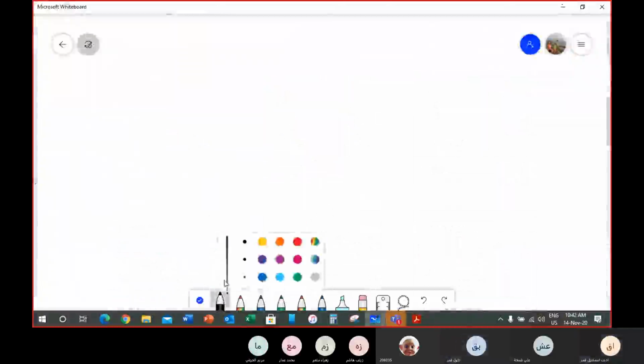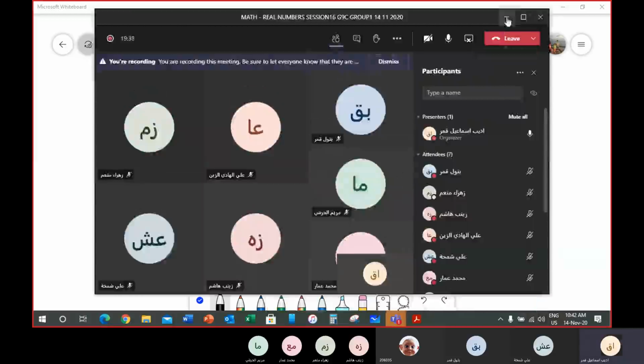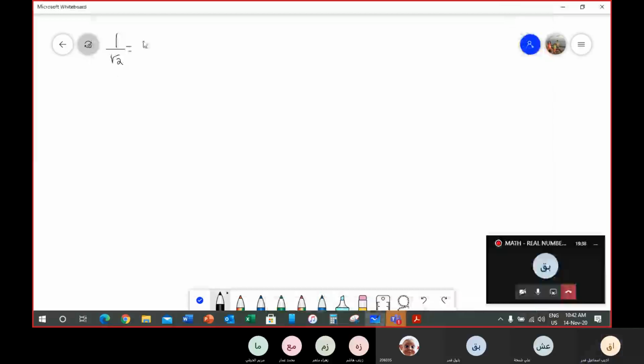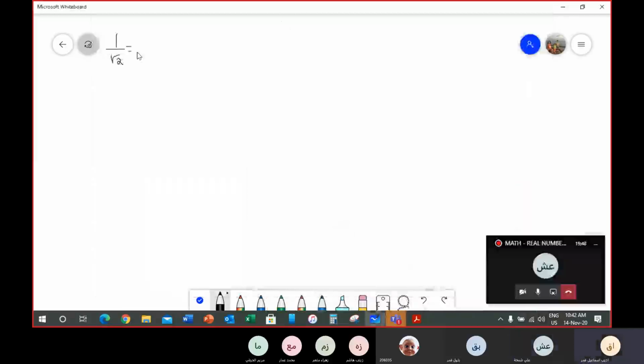Which is 1 over radical 2. The question is to rationalize the denominator. Ali Shamkha, how do we rationalize the denominator here? Hurry up, Ali Shamkha. What do we do here to rationalize the denominator?